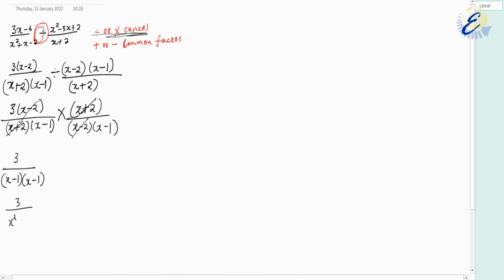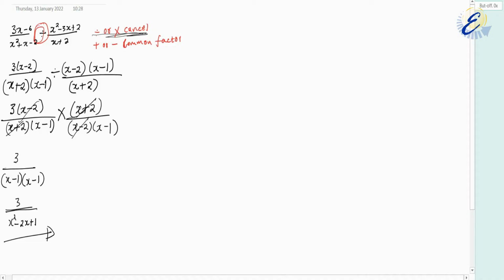You know how to simplify. If you simplify this one, it becomes minus 2x plus 1. This is how we deal with fractions. There is a difference whenever there is a division and a multiplication. If there is a plus and a divide, there are high chances that things are going to cancel.